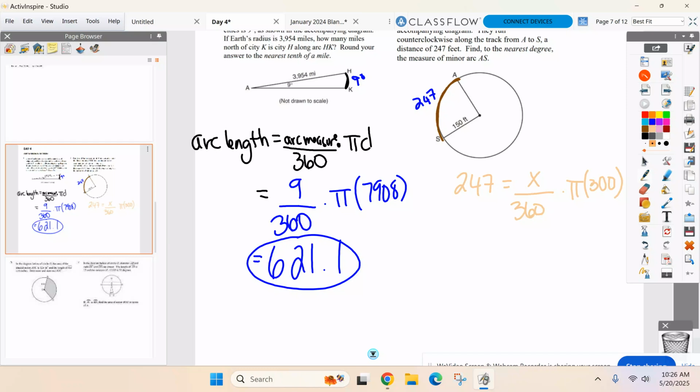I don't want to tell you where to go. You could get rid of the 300 and pi in one step too. Divide both sides by 300 pi. You can do that easily in your calculator. And we're going nearest degree when you have your final answer.